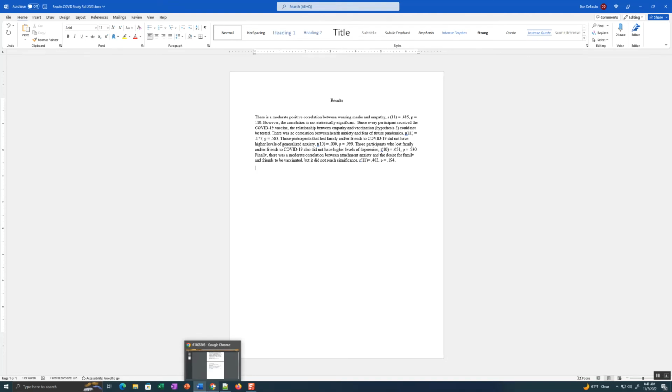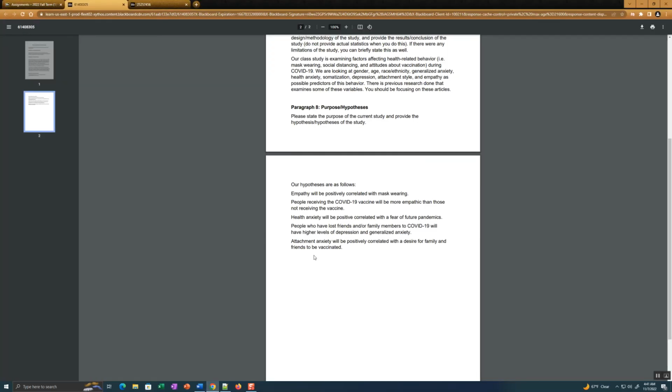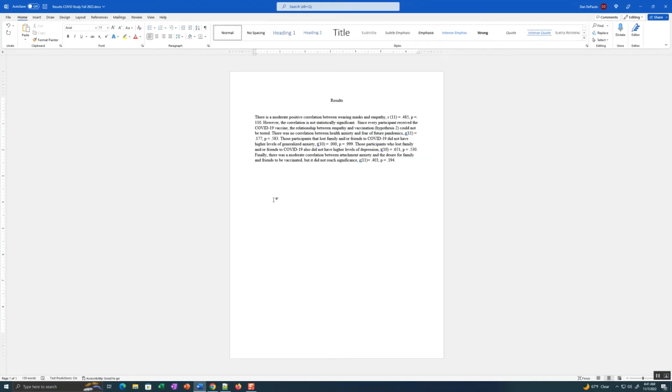We've tested 4 of our hypotheses, and 1 was partially supported, the first one, and the other 3 were not supported at all. The last hypothesis is attachment anxiety will be positively correlated with the desire for family and friends to be vaccinated. Let's take a look at that. There was a moderate correlation, but it did not reach significance. So the correlation between attachment anxiety and the desire for family and friends to be vaccinated was pretty decent, 0.403, but once again, it didn't reach significance because of the low sample size. So this one was also partially supported.